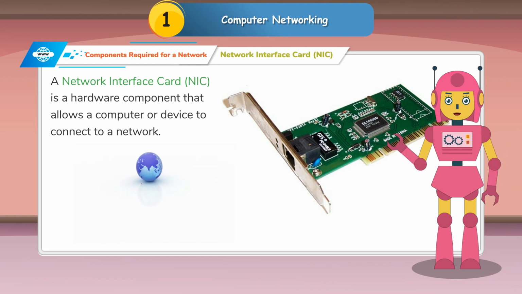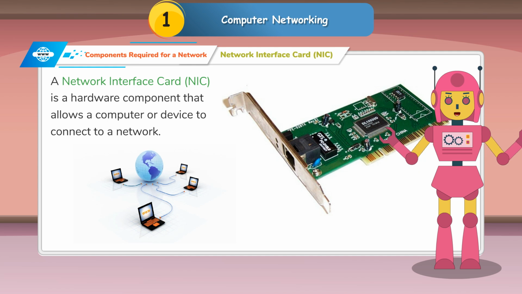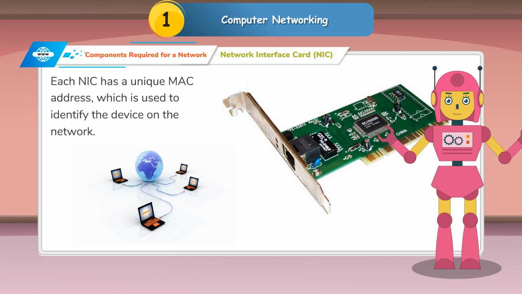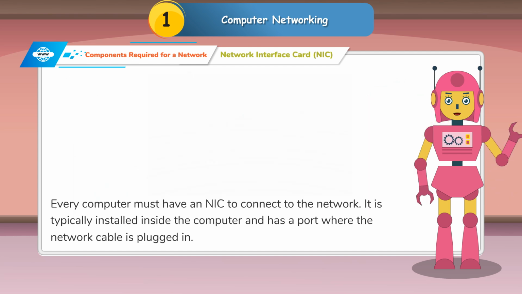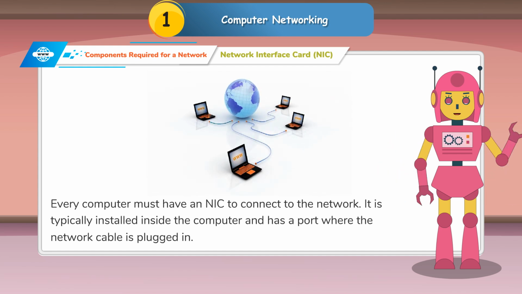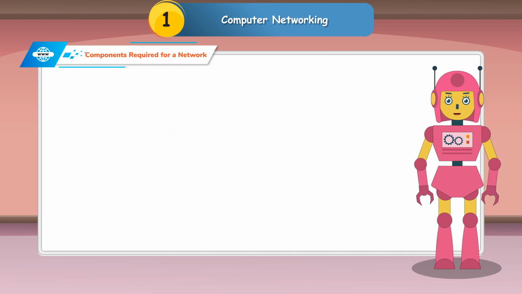A network interface card, NIC, is a hardware component that allows a computer or device to connect to a network. NICs can be wired or wireless depending on the type of network connection. Each NIC has a unique MAC address, which is used to identify the device on the network. Every computer must have a NIC to connect to the network. It is typically installed inside the computer and has a port where the network cable is plugged in.